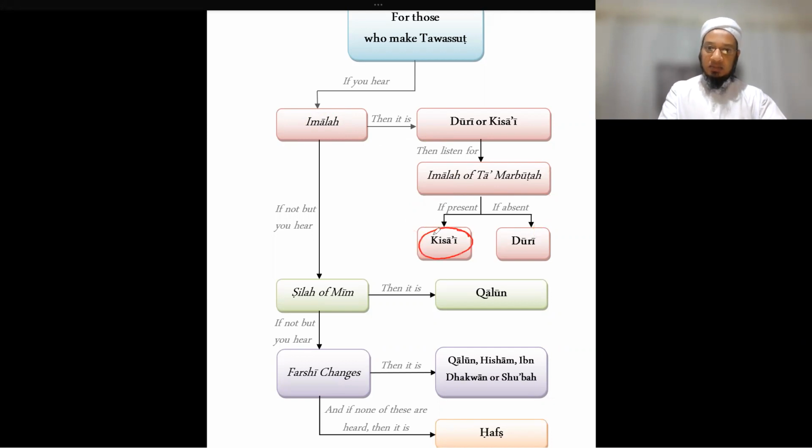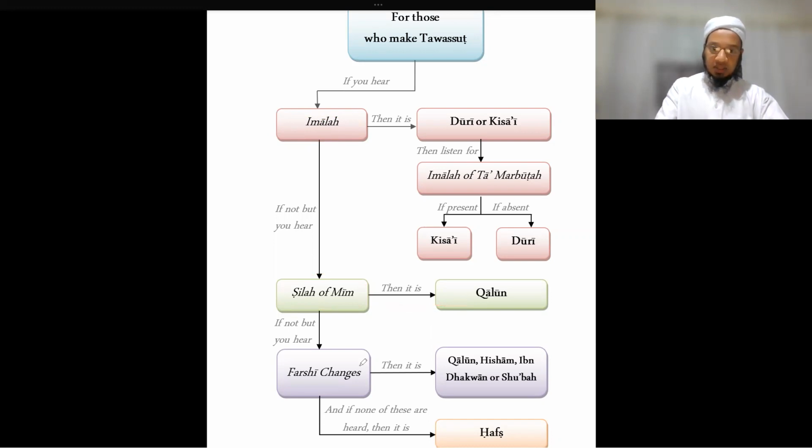I haven't indicated here, but you can differentiate between Abu al-Harith and Duri Kisai by the category of imala in the Ra Maksura. If it is not present, then it is Abu al-Harith. If it is present, then it will be Duri Kisai. If you hear tawassut, but you don't hear imala, instead you hear sila of the mim al-jam with tawassut, then it is only Qalun. It will not be Ibn Kathir, it will be Qalun.